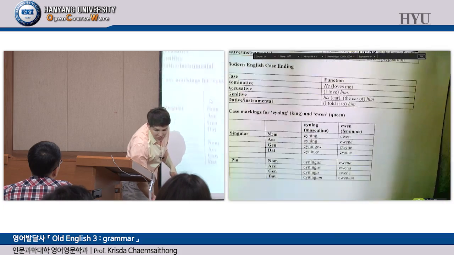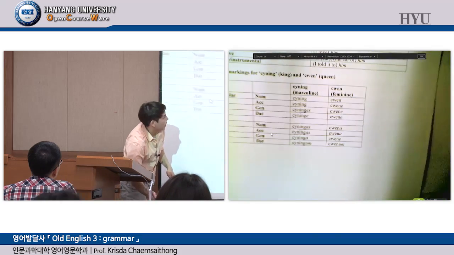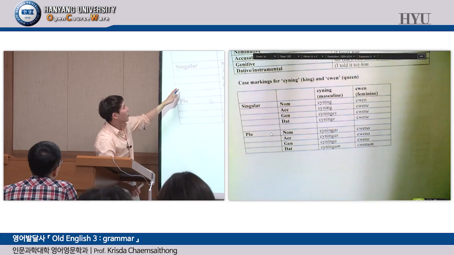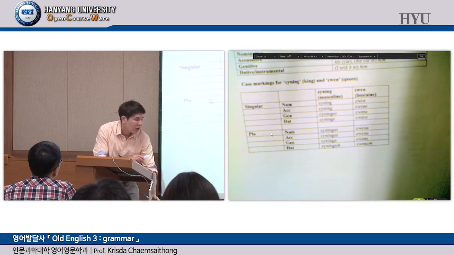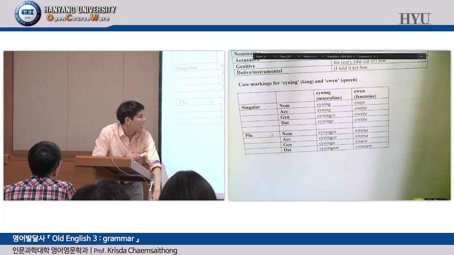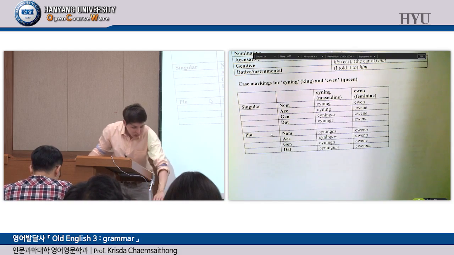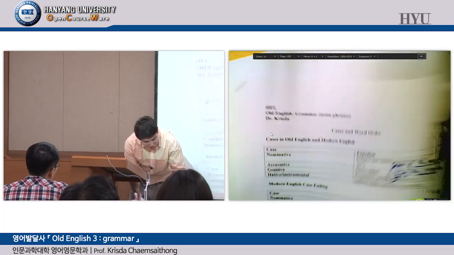Now, in Old English, you have different endings. As you can see here, singular, plural, and then you have all these different endings like es, e, and um if it's dative plural, like that. So what you need to know is how each case works.